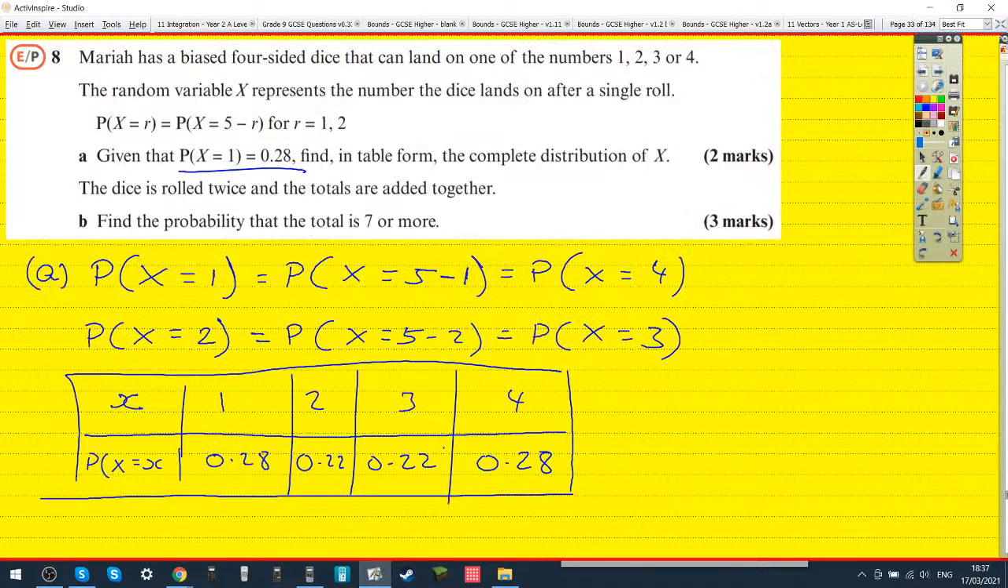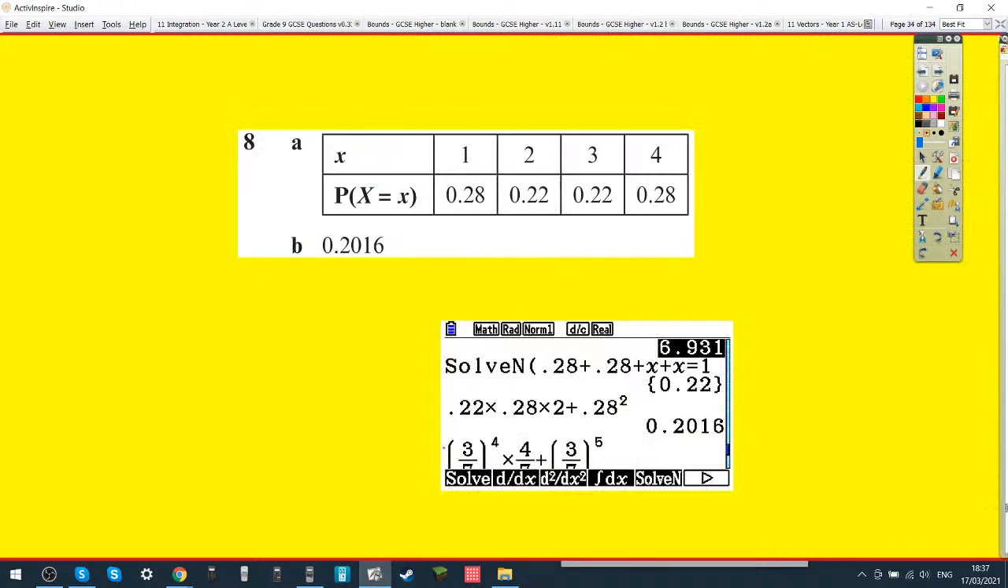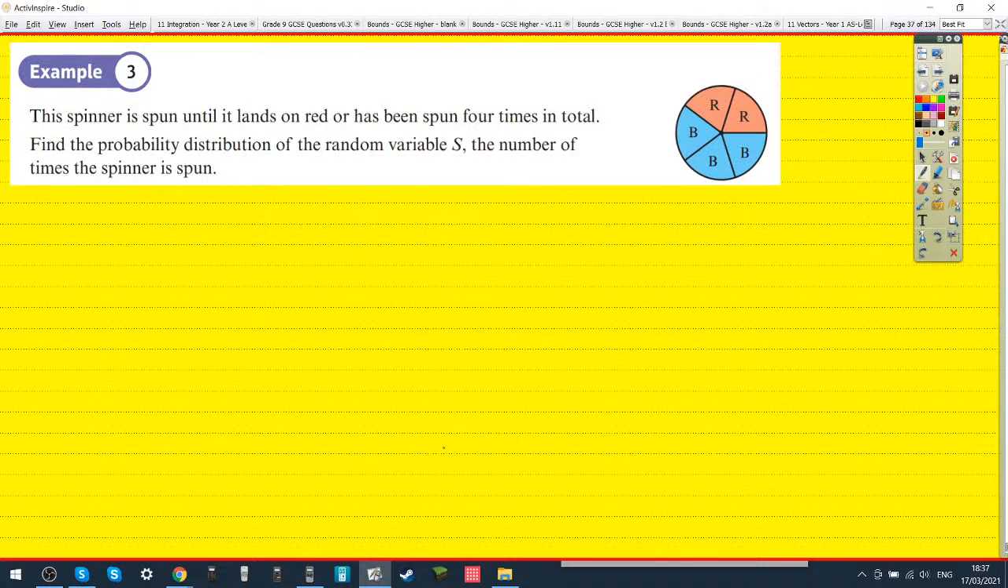Find the probability that total is 7 or more. We get the idea. How about this?